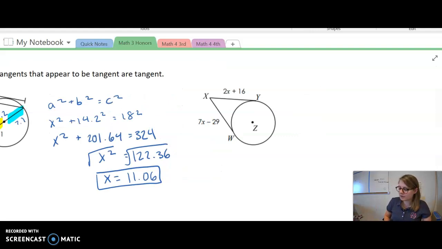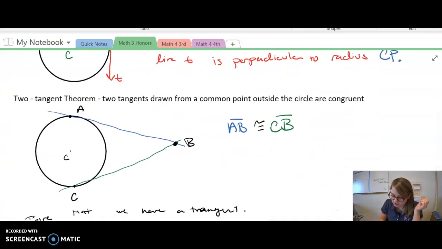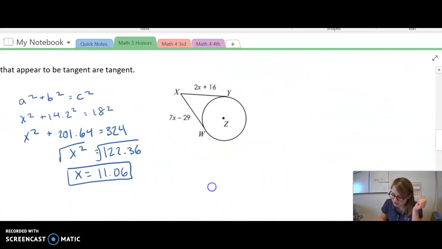So this one looks a little bit different, you're probably thinking. And they're both tangents. They both connect at the point outside a circle. So if you remember from the beginning, this is the two tangent theorem, so they're congruent to each other. So we can set them equal to each other. So we have 2x plus 16 equals 7x minus 29. And now all we have to do is solve for x, and that will be our answer.